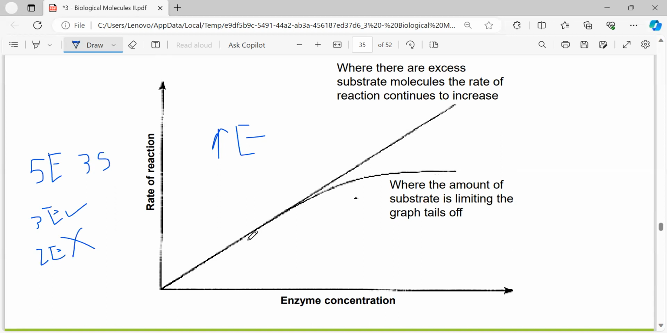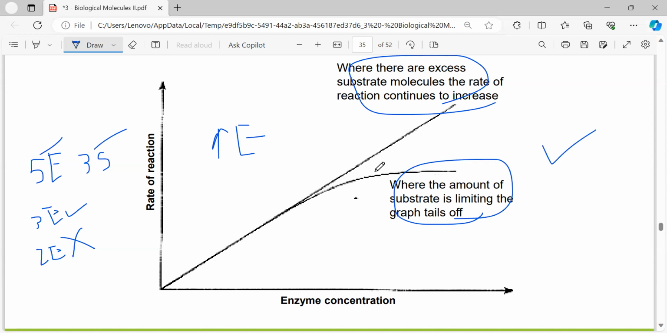Okay, so if you want to achieve the faster rate of reaction, what you need to do is increase both the enzyme concentration and the substrate concentration. Once again, you need to know this graph and the labeling. Try to understand that, all right?